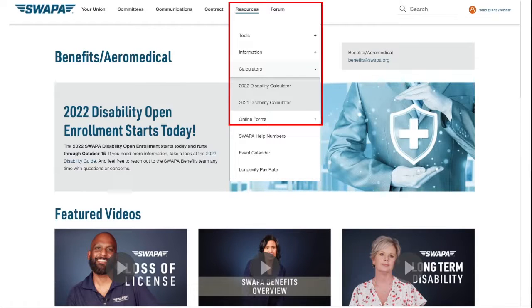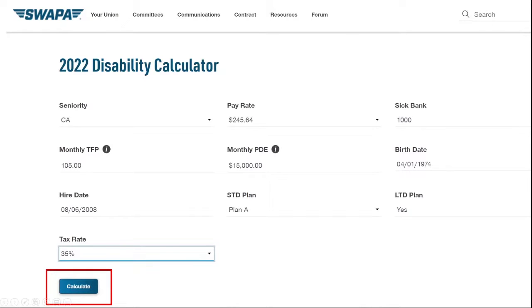Okay, we're back with you. So I just finished up talking about directing all the pilots to go to the Swap of Benefits Aeromedical website disability calculator. There are two ways to get to the disability calculator: under resources, where you can see there's a 2021 and a 2022 disability calculator link, or under benefits aeromedical, there are also links there as well. Next slide, please. So once you click on the 2022 disability calculator, this is what you're going to see.